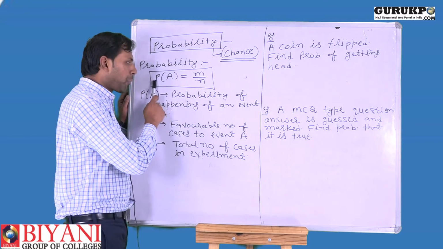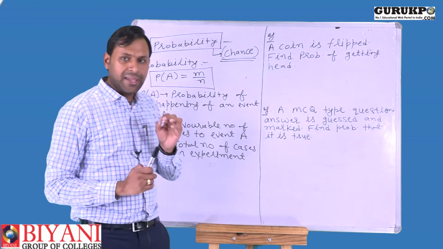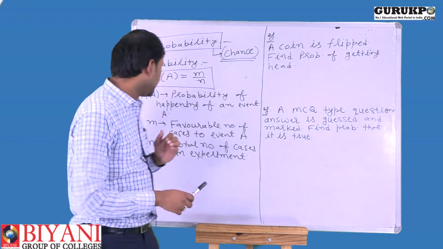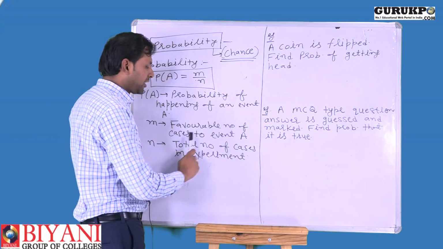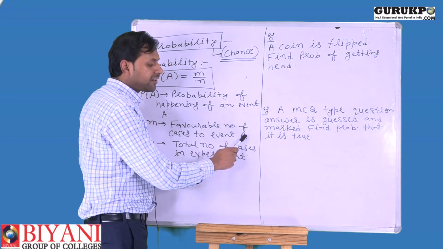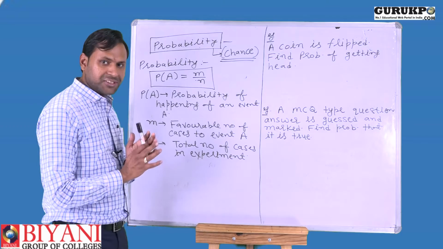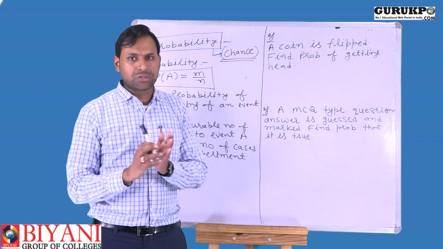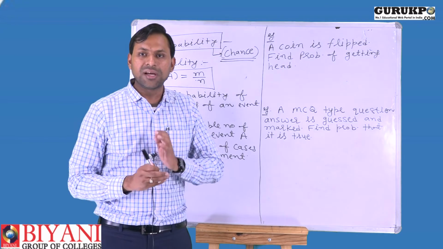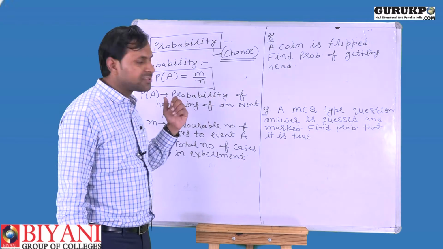P(A) means the probability of the happening of any event A. The chance of event A happening is known as the probability of event A. M is the favorable number of cases for event A to occur, in how many cases we will get event A, and N is the total number of cases in this experiment. So it is a very simple process. N is the total number of cases and M is the favorable number of cases required in the question. For this we will use some examples to explain.